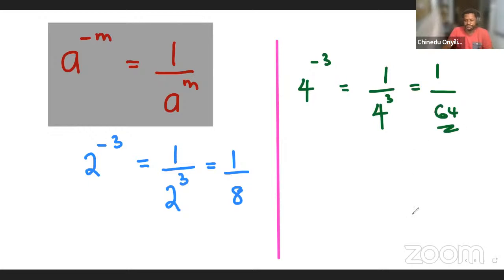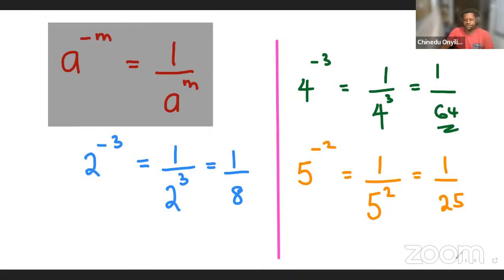Let's take more examples. The more examples we do, the more confidence you get solving some of these problems. Let's say you have 5 to the power negative 2. This is the same thing as saying 1 divided by 5 to the power of 2, which, if you simplify, means 5 times 5, which is 25. So you can see how this is applied.